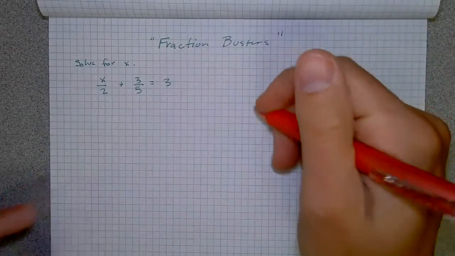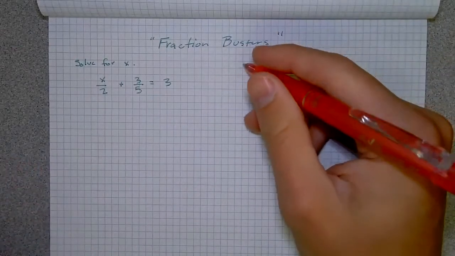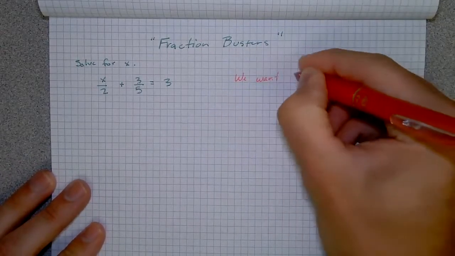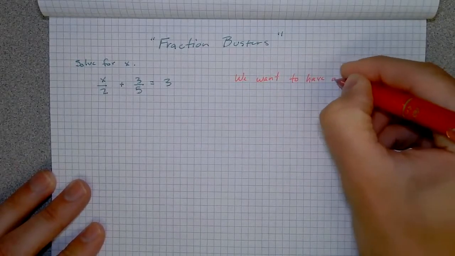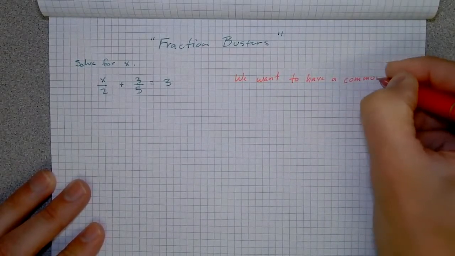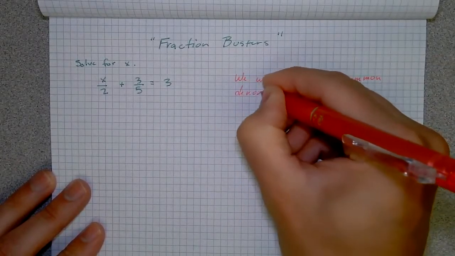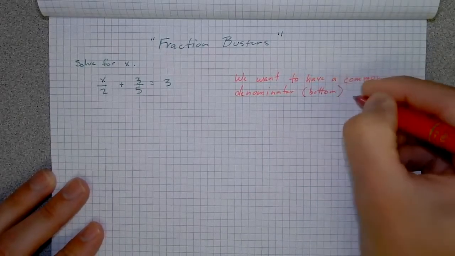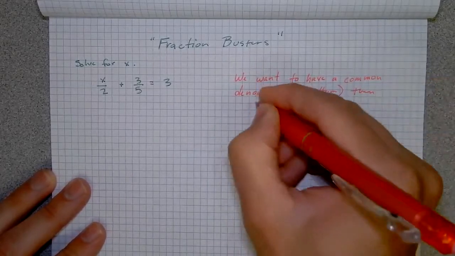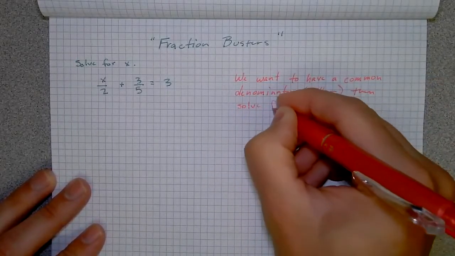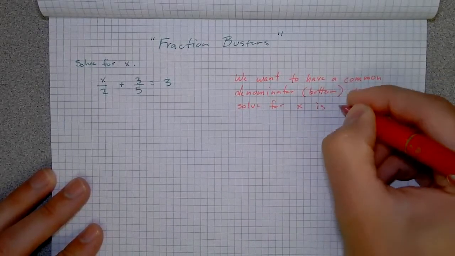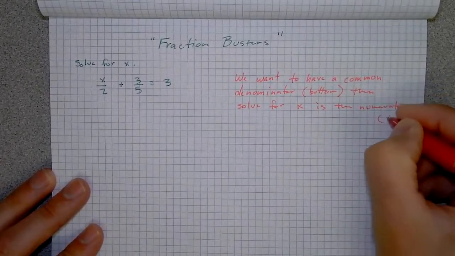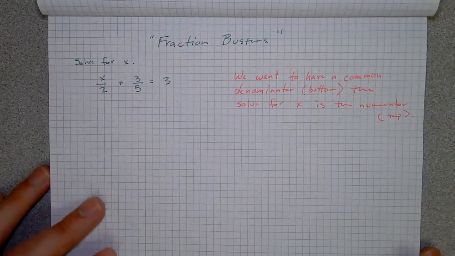So let's say we have a problem like this, x over 2 plus 3/5 equals 3. Seems difficult to start, but what we want to do is we want to have a common denominator. Okay, it's the bottom part of the fraction. And solve for x in the numerator. That's the top part.